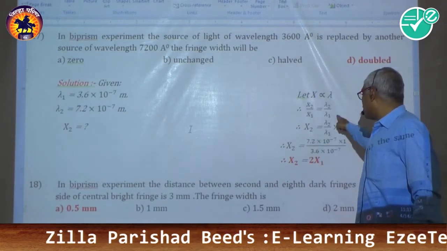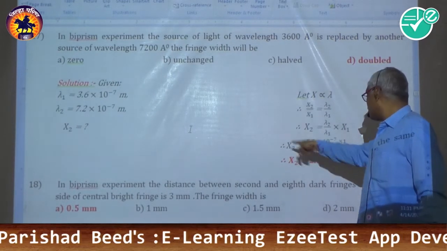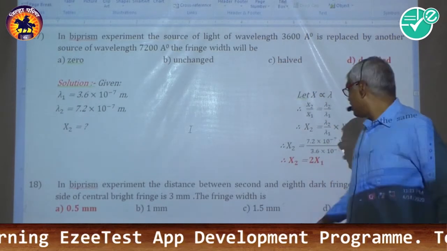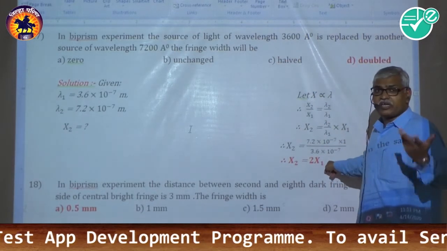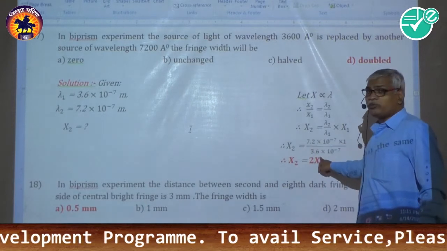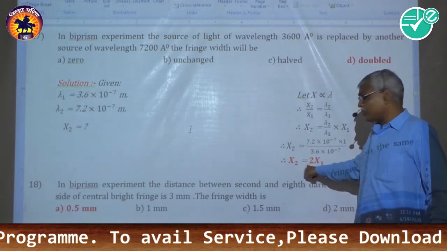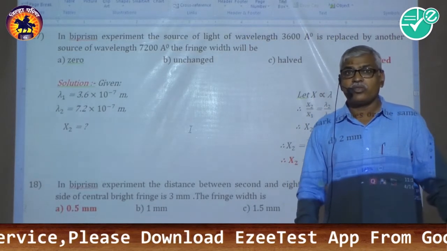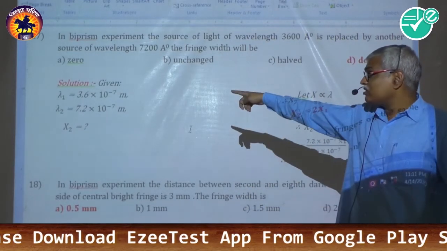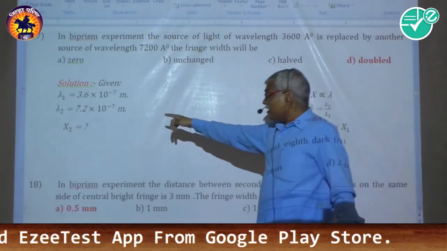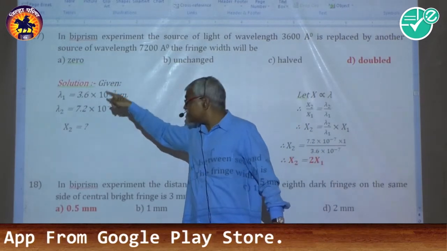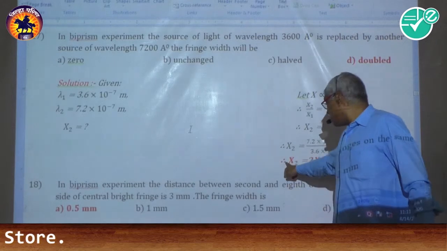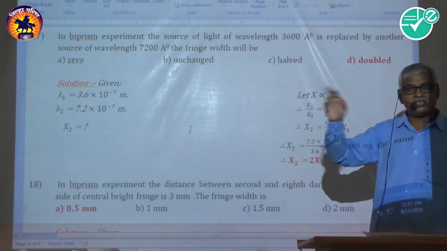Therefore, 7.2 into 10 to the power minus 7 divided by 3.6 into 10 to the power minus 7. This data is given in the question. 10 to the power minus 7 and 10 to the power minus 7 get cancelled. Therefore, 7.2 divided by 3.6. This is only 2. Therefore, x2 is equal to twice x1. If the wavelength is replaced by its twice wavelength, then the fringe width also becomes twice. This is the logic.